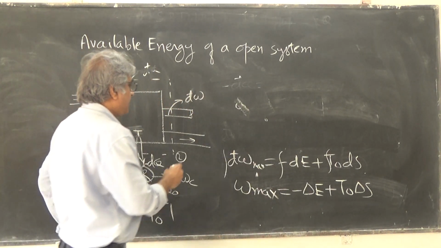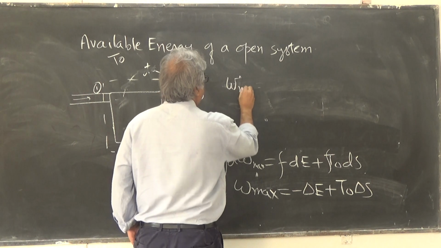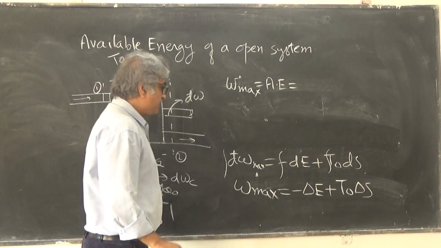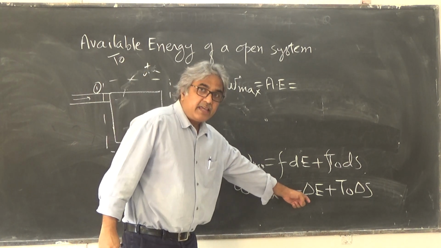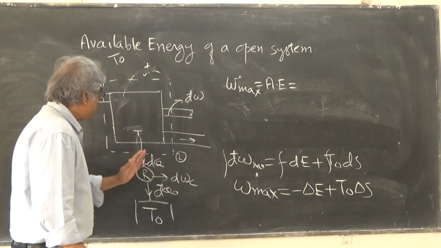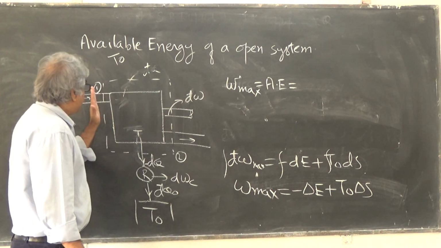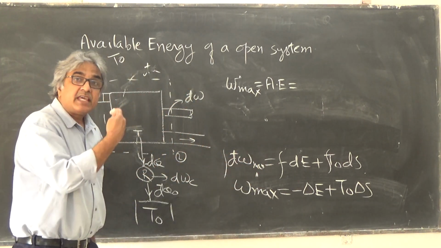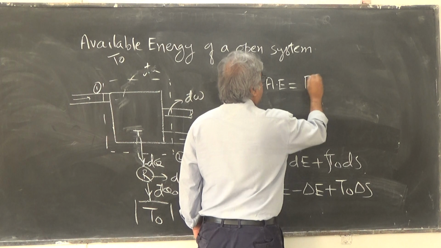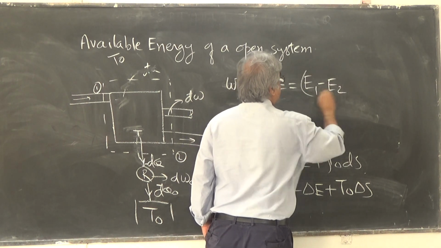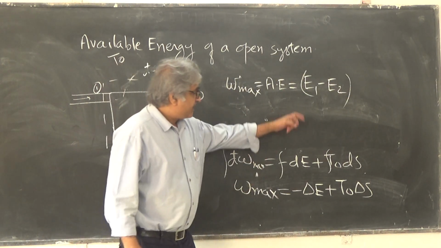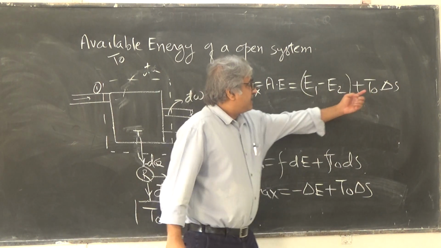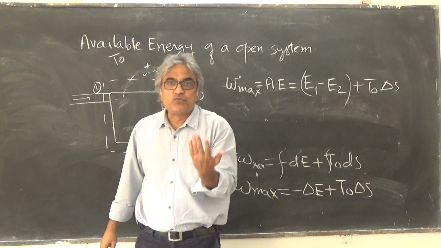So I write this as W max, or available energy, is equal to, please note, it is minus delta E. Delta E is E2 minus E1, that means energy at section 2 minus energy at section 1. So I write minus delta E as E1 minus E2, right? Plus T naught delta S. Again, this delta S is S2 minus S1.